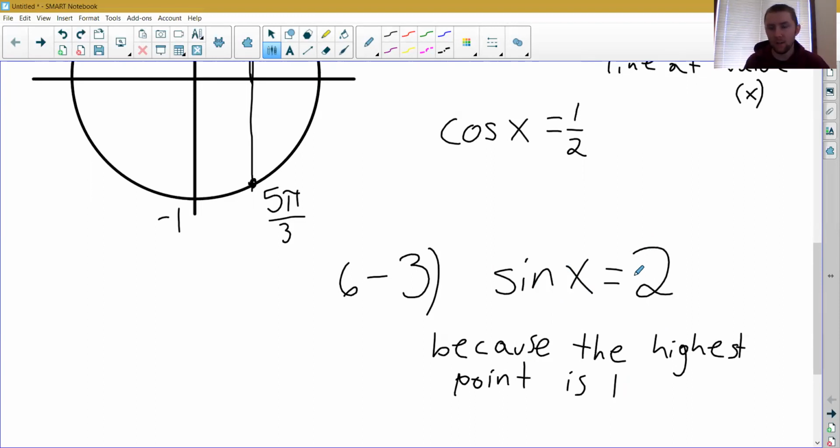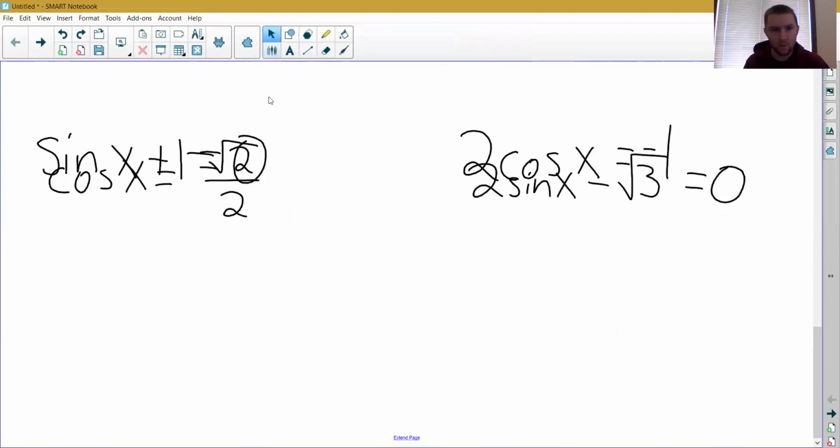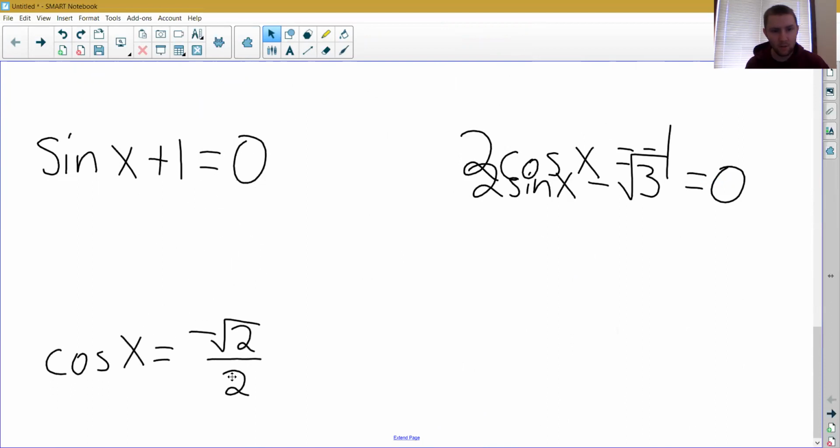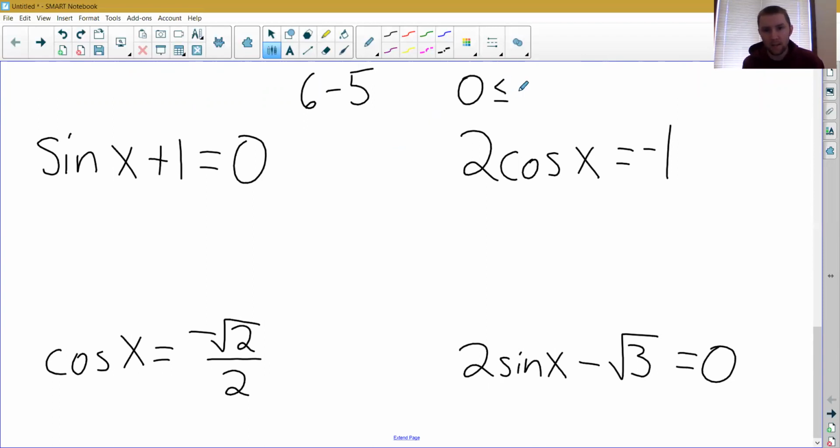Now, we're going to take a little bit of time here and talk through some practice problems. If we look at 6-5, problem 6-5 in your book shows us these 4 equations, A, B, C, and D, and they want us to solve these only in the restricted domain 0 to 2 pi, and they write it as these inequalities, 0 less than or equal to x less than or equal to 2 pi.